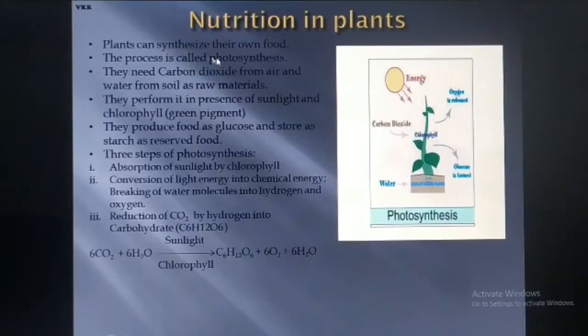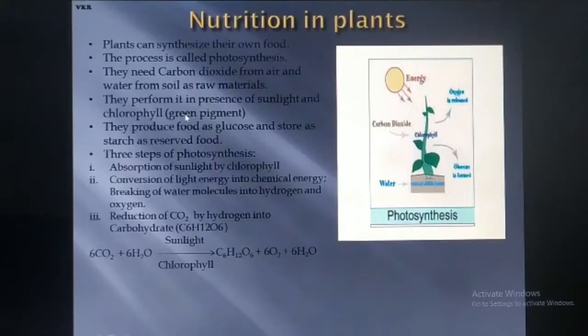So they synthesize their own food. Synthesis means to combine. So the process is called photosynthesis. Photo means light, in the presence of sunlight, and synthesis means to combine. That's why the process is called photosynthesis. What do they need? Certain raw materials. The raw materials they need are carbon dioxide, which is available in air, and water from soil. They perform it in the presence of sunlight and chlorophyll.